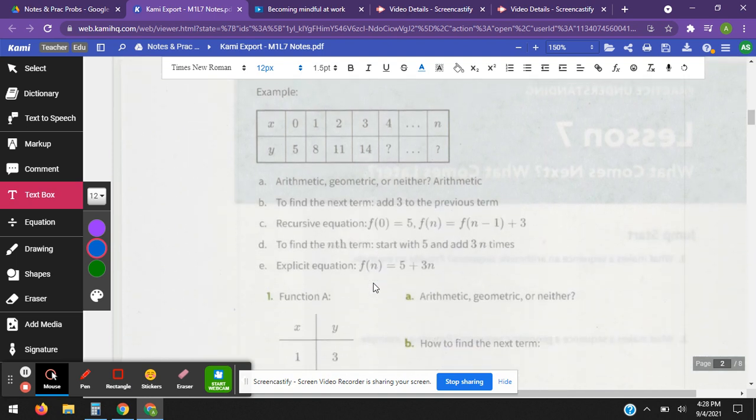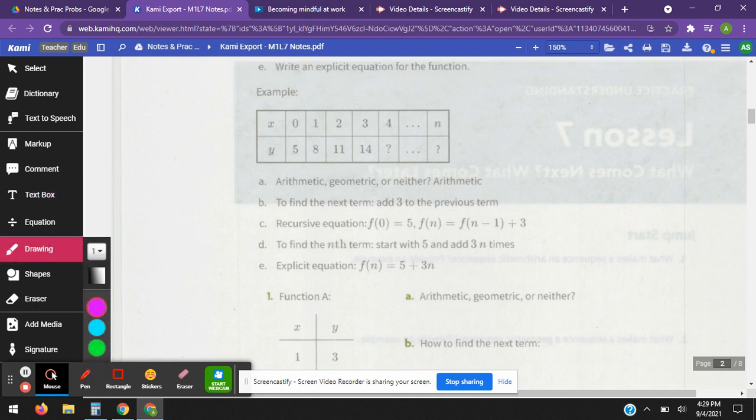So let's look at our first table. 5 to 8 to 11. If it's going to be arithmetic or geometric, we ought to have a commonality between all of these. So 5 to 8 is either a plus 3 or a times 1 point something. Let's try the plus 3 first. 5 plus 3 is 8. 8 plus 3 is 11. 11 plus 3 is 14. So we have a plus 3. Oh, here's our example. So it's arithmetic.